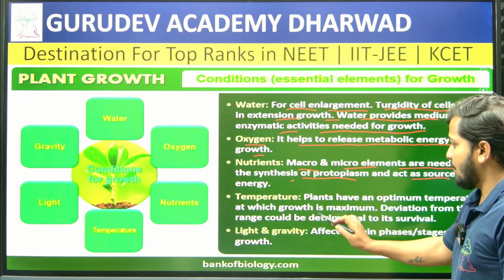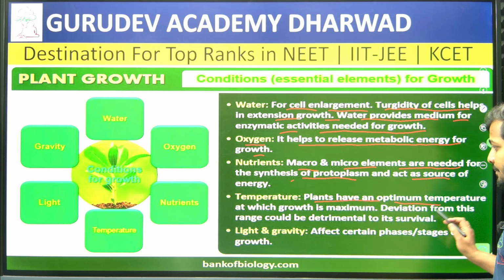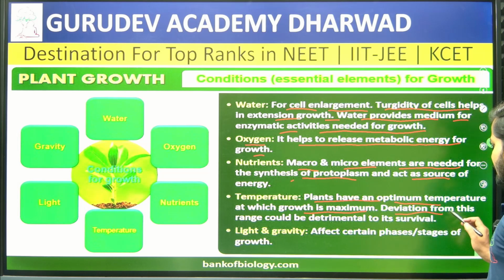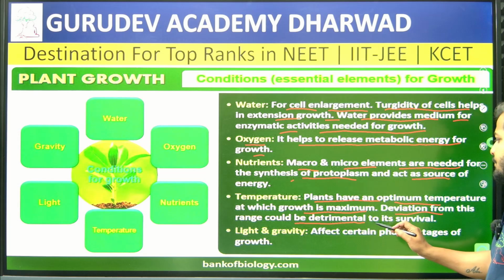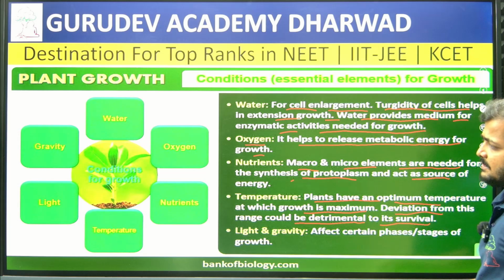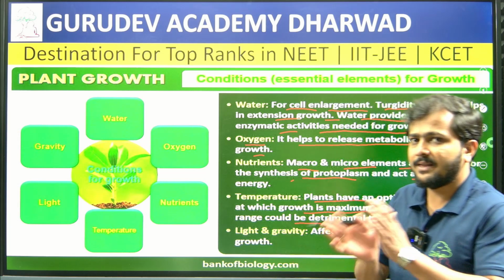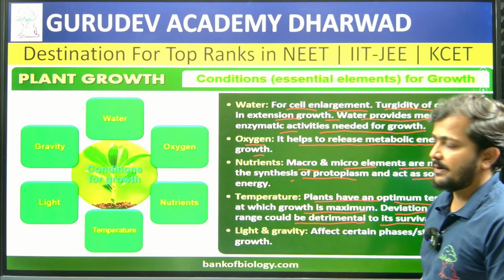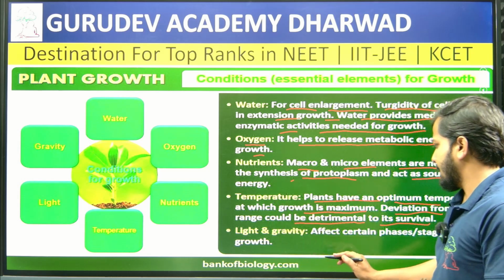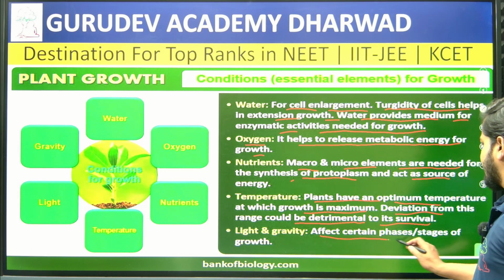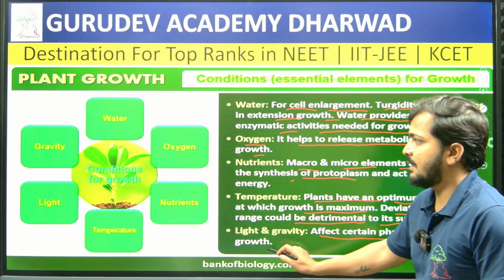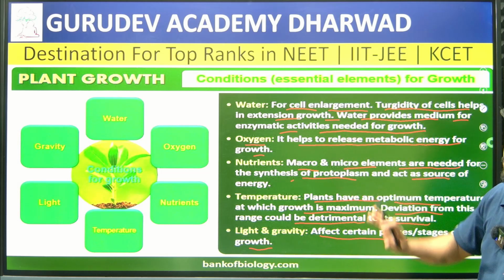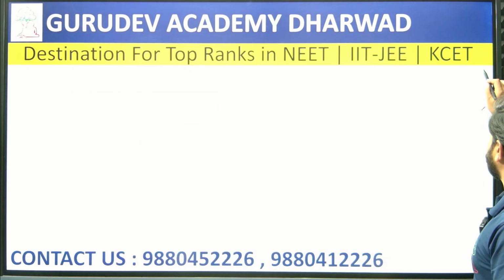Then temperature: the plant has an optimum temperature condition at which growth is maximum, as you are going to see. Deviation from that range could be a determinant of its survival. Considering the optimum condition, if there is a deviation, either an increase or a decrease, then definitely it is going to affect the growth. Then light and gravity also affect certain phases or stages of growth. So these are the factors essential for growth and development, right?